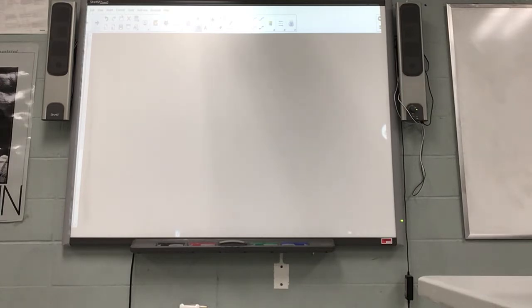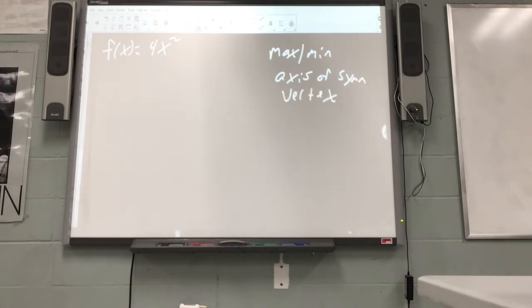Alright, so let's say that we have f of x equals 4x squared. So here's what we're gonna decide. If it has a maximum or a minimum, we're gonna find the axis of symmetry, and we're gonna find the vertex. Okay? We wrote a formula for finding the axis of symmetry: x is equal to negative b over 2a. And that's from standard form, ax squared plus bx plus c.